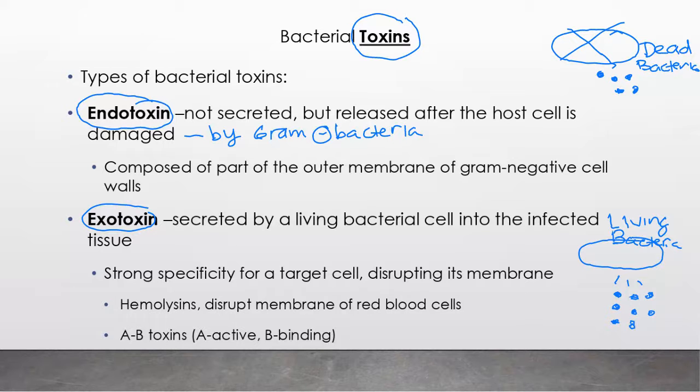Right? The exotoxin is produced by both gram-negative and gram-positive bacteria. Okay, so exotoxin is produced by both gram-positive and negative bacteria, and they are produced by live cells.